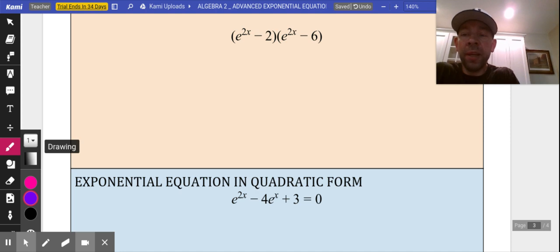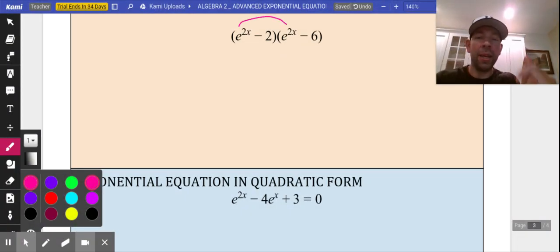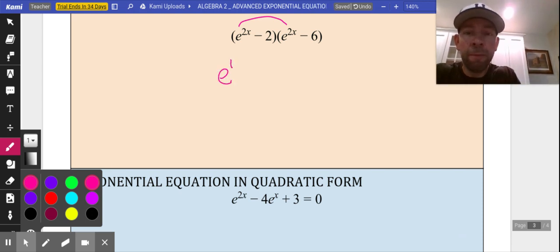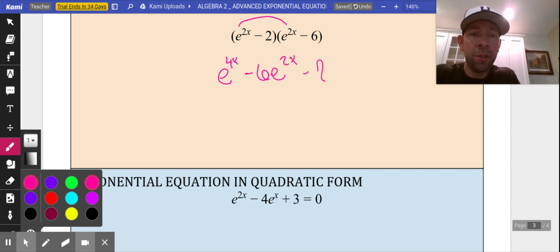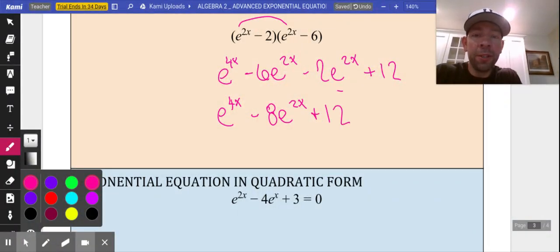So when you start distributing and you say, you know what, I'm going to multiply e to the 2x times e to the 2x. Again, add their respective exponents. So you're going to get e to the 4x minus 6e to the 2x minus 2e to the 2x plus 12. Combine the like terms in the middle there. If you do have like terms, they're most likely going to be in the middle. So we're going to get negative 8e to the 2x plus 12, and there's no more like terms, so that's our final product right there.